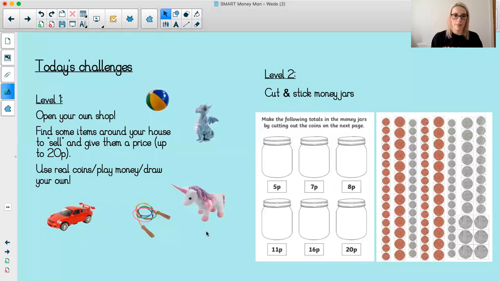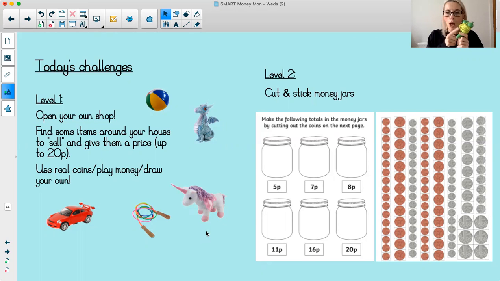So have a look at this. We would like you to make a shop and be a shopkeeper for the day. Now you can go on a little hunt around your house and find some things that you could sell in your shop. I'm going to have a quick look around. Oh, look, I actually do have a skipping rope. It's a froggy skipping rope. So I could sell my skipping rope. I just need to think of a price, don't I?